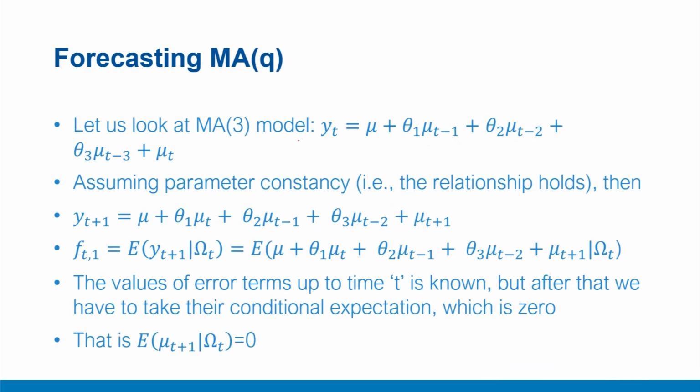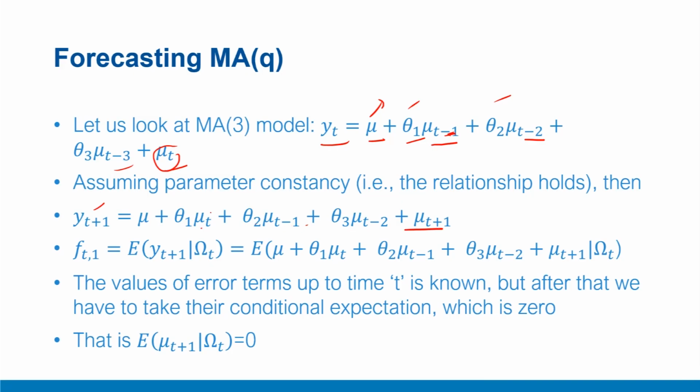Let us take a simple example of an MA 3-order process, yt equal to mu. This is the constant term, which we assume is some kind of long-term constant value known to us from historical experience. And then three terms, mu t minus 1, mu t minus 2, mu t minus 3, and their coefficients theta 1, theta 2, theta 3, and the current information or innovation shock mu t. We'll assume parameter constancy, that theta 1, theta 2, and theta 3 will remain unchanged as we move ahead into the future. So if this relationship holds, the one-step-ahead forecast yt plus 1 will be obtained by simply adding 1 in this subscript. So the model will become mu plus theta 1 mu t plus theta 2 mu t minus 1, and so on up till theta 3 mu t minus 2 plus mu t plus 1.